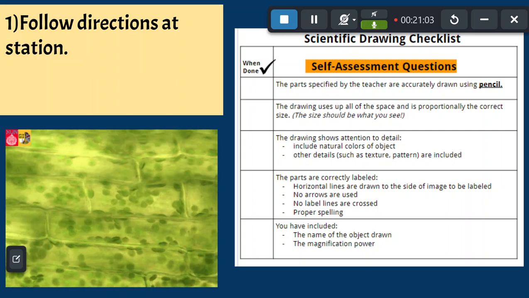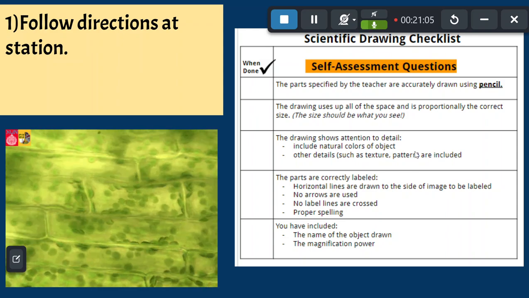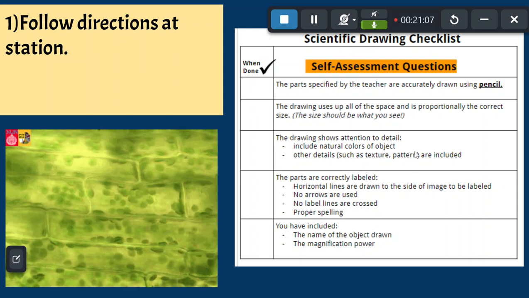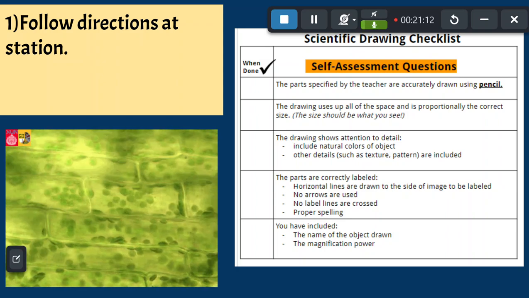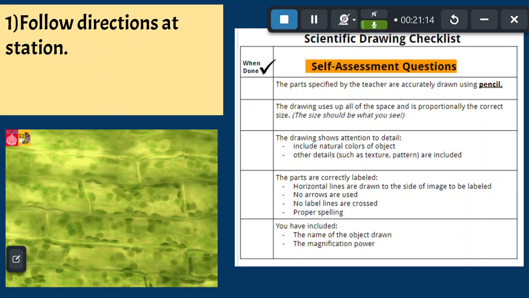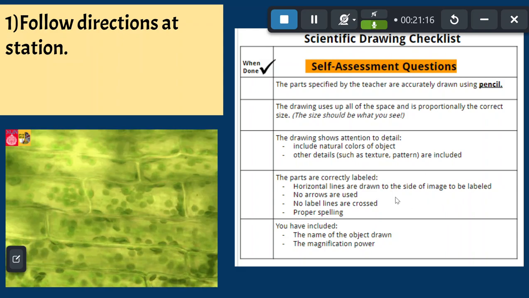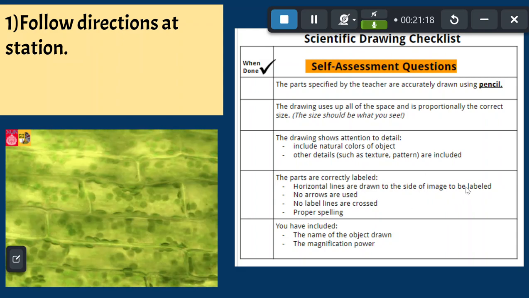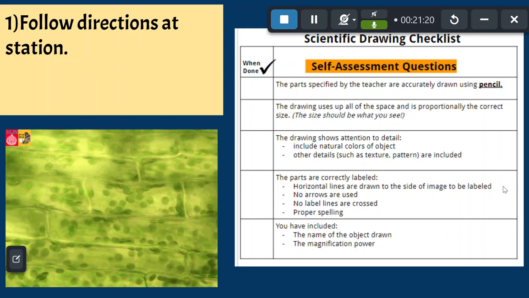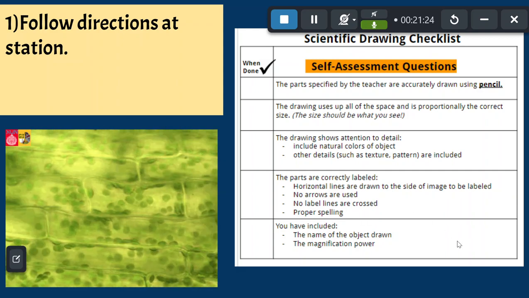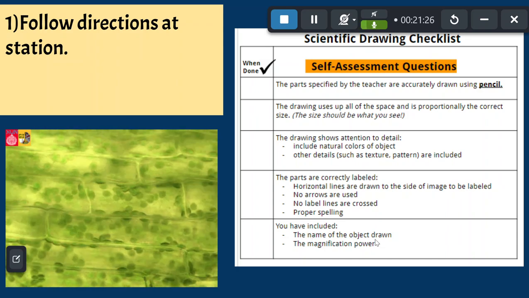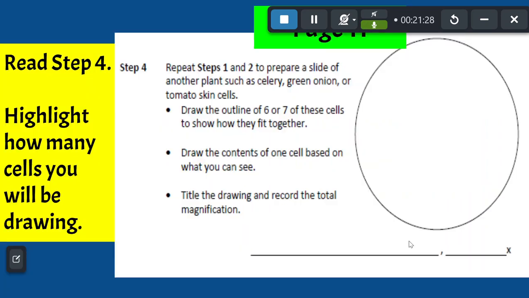That's okay. And you're going to show some attention to details. So you want to include natural colors of the object if you can. You want to make sure it's a similar shape to what you're actually seeing, and if there's a texture or anything. And then make sure you label using horizontal lines that go out to the side. And don't use any arrows, don't cross your lines, and use proper spelling. Okay, at the bottom, you're going to have the name of your object and the power.